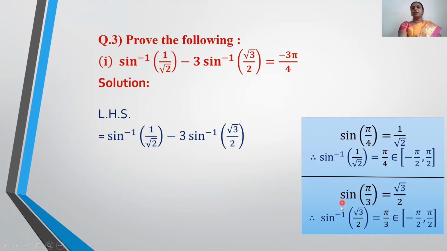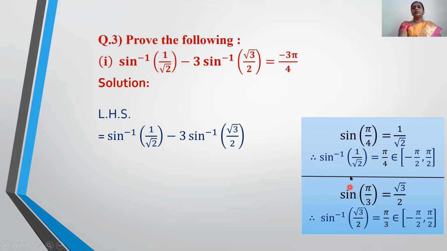Again we know that sin pi by 3 is root 3 by 2, and take this sign to the right hand side, we will get sin inverse root 3 by 2 is equal to pi by 3. Again you check this pi by 3 belongs to this interval minus pi by 2 to pi by 2 or not. Obviously this belongs to this interval, therefore value of sin inverse root 3 by 2 is pi by 3.